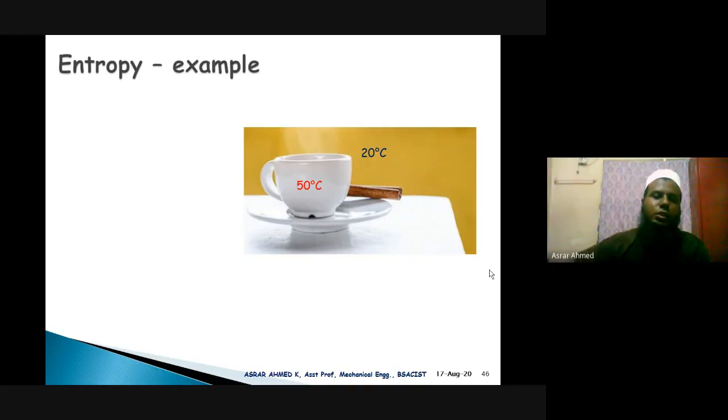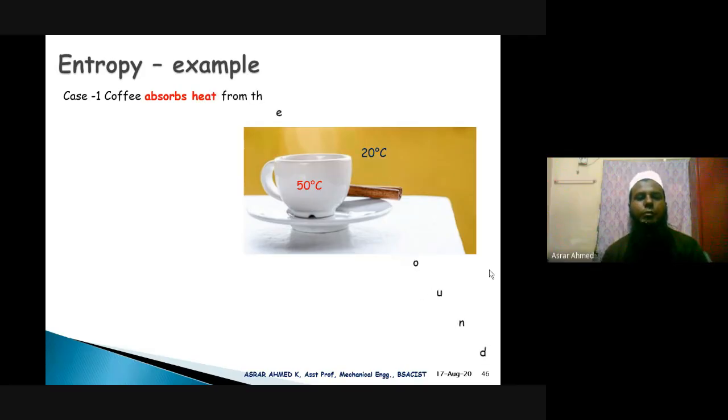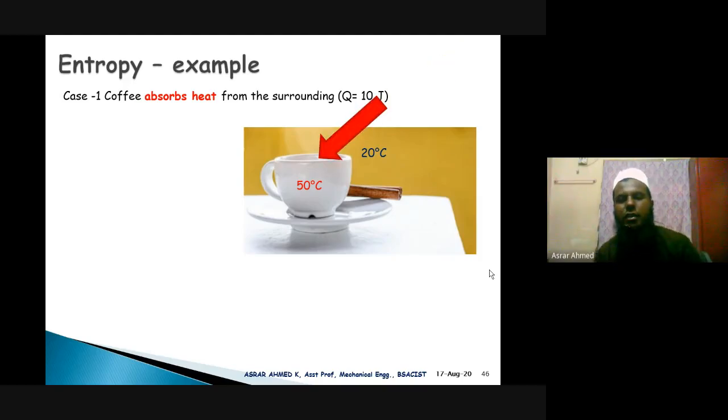So we shall discuss two cases. Let us take case one, in which coffee absorbs heat from the surrounding. What does it mean? The heat is supplied from the surrounding to the coffee. So the heat is getting transferred from 20 degrees centigrade to 50 degrees centigrade. Without any common sense, let us discuss case 1, wherein hot coffee is absorbing heat from the cold environment. Let us say that it is receiving 10 joule of heat from the surrounding.